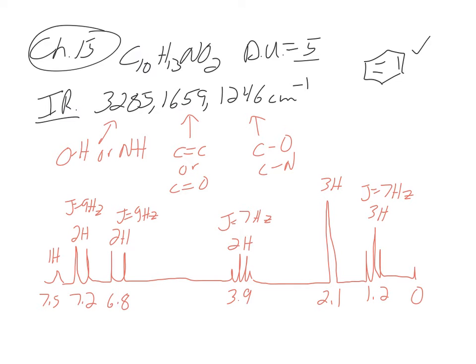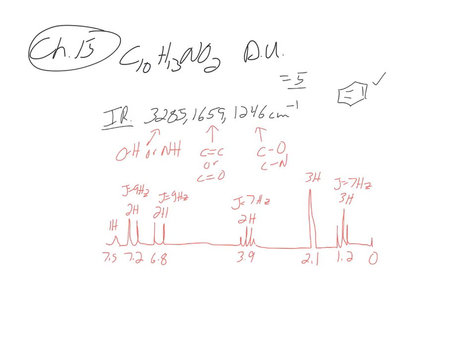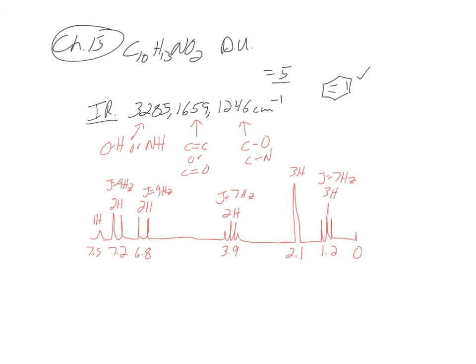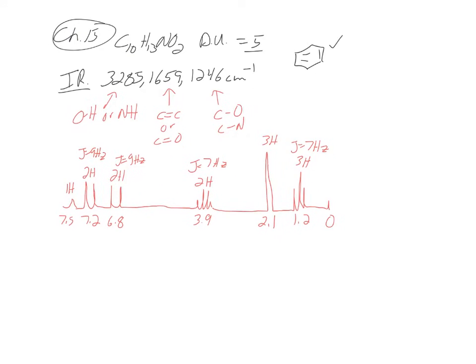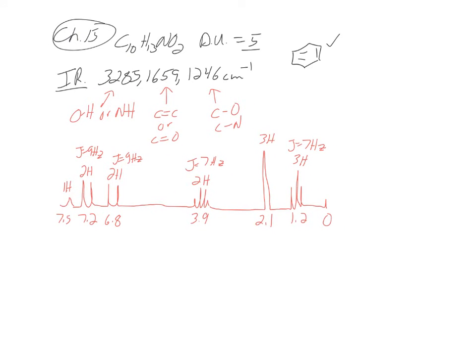How many peaks are there? How many different peaks are there? 6. There's 6 different types of hydrogens. Okay, so I'm just gonna scrunch down that guy. All right, so there's 6 different types of hydrogens.